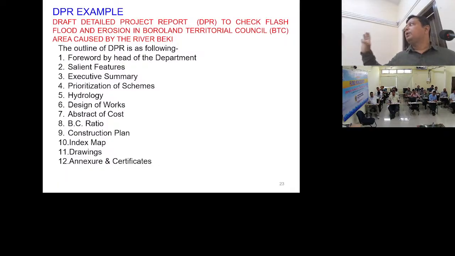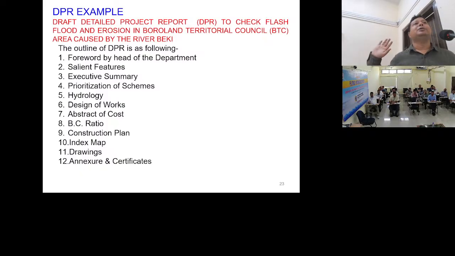For preparation of DPR for these short-term measures, you will not go for multi-purpose projects, because it is very rare that the state government water department will go for solutions of these multi-purpose projects. But you will go for short-term measures, meaning anti-erosion measures or small embankments, that are called flood management projects. There are guidelines actually, developed by the Central Water Commission. So we must follow those guidelines, and we must do the DPR as per those guidelines, and as per those guidelines only, these are the chapters.